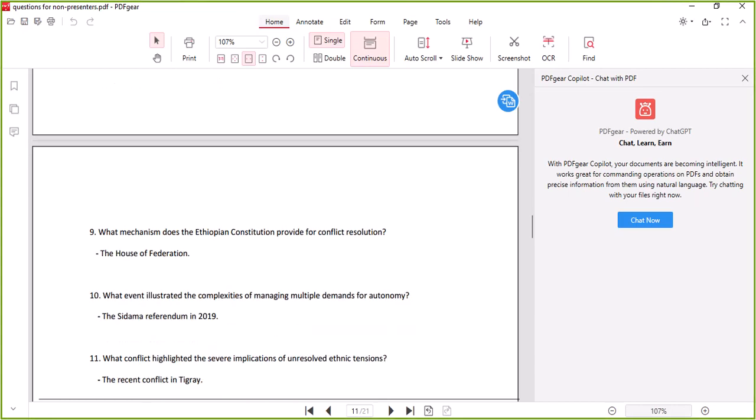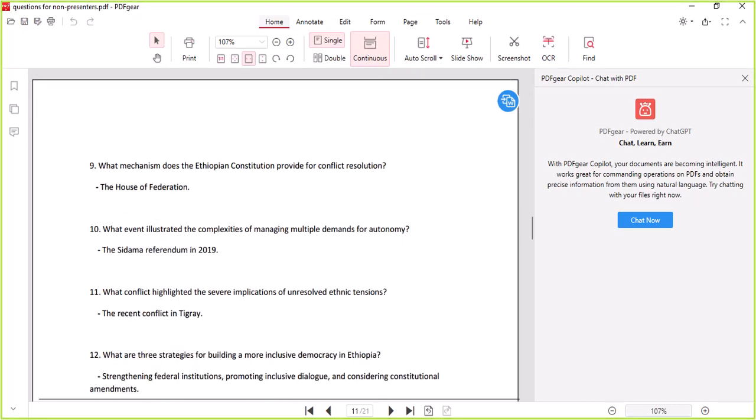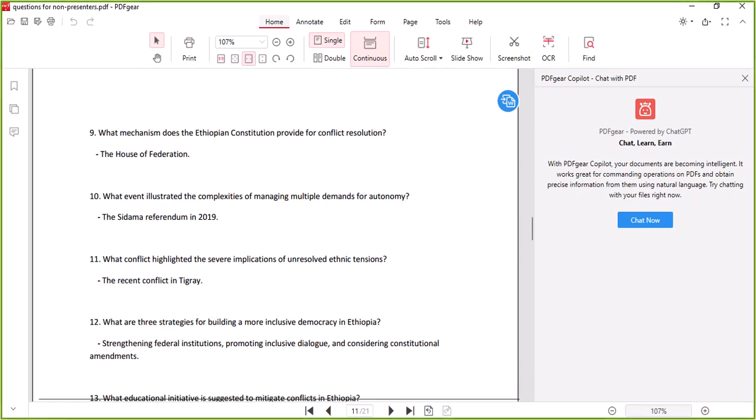Thank you for that. What conflict indicates the severe implication of unresolved ethnic tension according to this slide? Great. What are the three strategies for building a more inclusive democracy in Ethiopia? Promoting inclusive, constructive, well, what else?